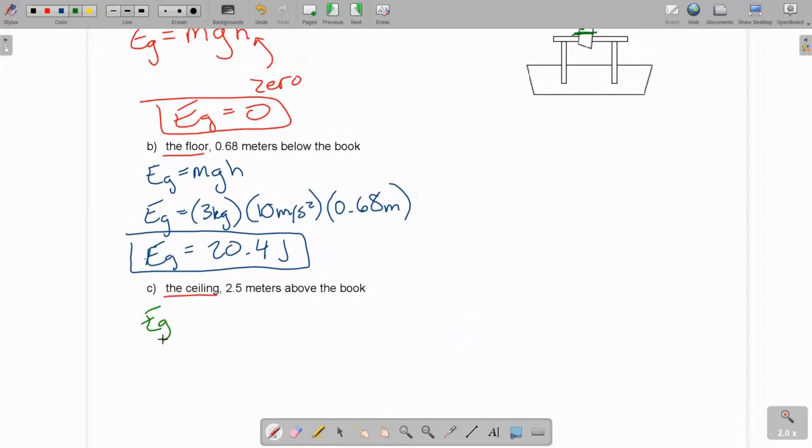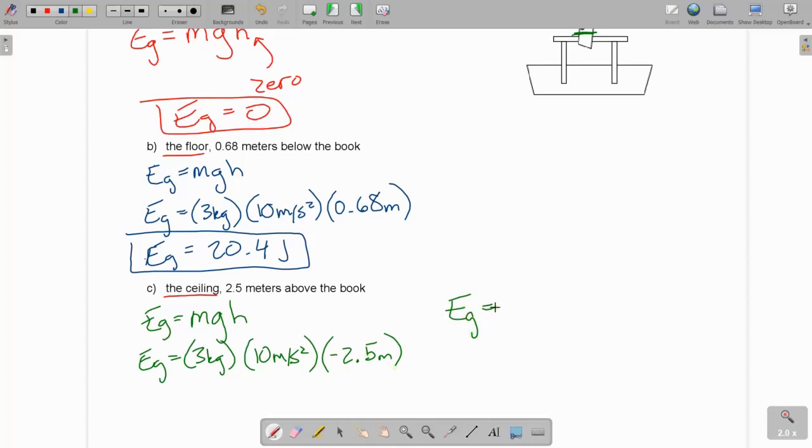Okay, so you can have negative displacement, we know that. You can also have negative energy. Okay, so mass times acceleration due to gravity times height. Same calculation, just slight modification in the number. So 3 kilograms times 10 meters per second squared times negative 2.5 meters. Okay, so when you do this, it is going to give you negative 75 joules of energy.